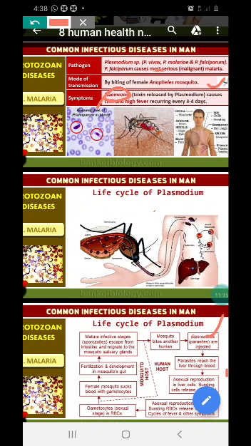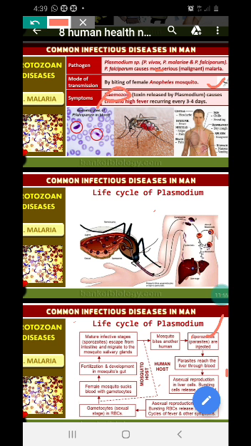Again it undergoes asexual reproduction, and then it forms the male and the female gametocytes. At this gametocyte stage only, when a mosquito bites a malarial patient, along with the blood, these gametocytes enter the mosquito's body.